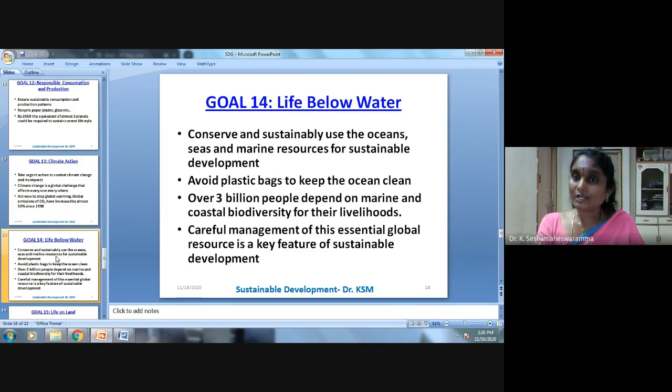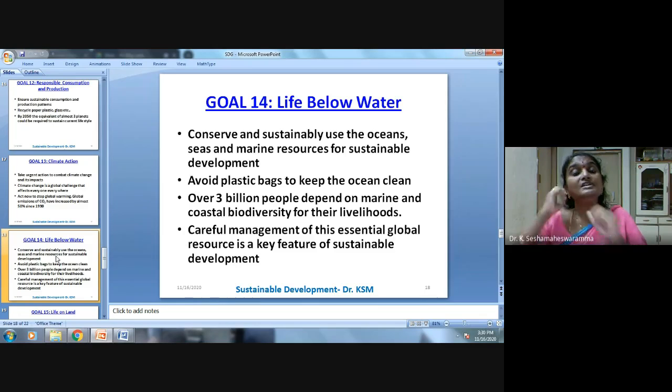Life below water. See the situation. Whatever you throw into the dustbin, whatever you throw outside your home, finally everything enters the water bodies.